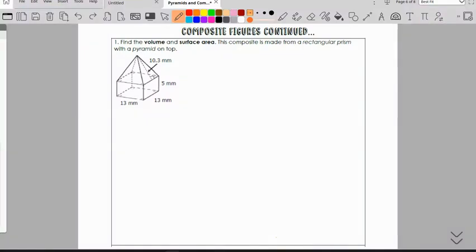Let's take a look at some more composites. Now that we know about pyramids, we can include composites that have pyramids in them. So it says find the volume and surface area. This composite is made from a rectangular prism with a pyramid on top. Okay, so they want the volume and they want the surface area.